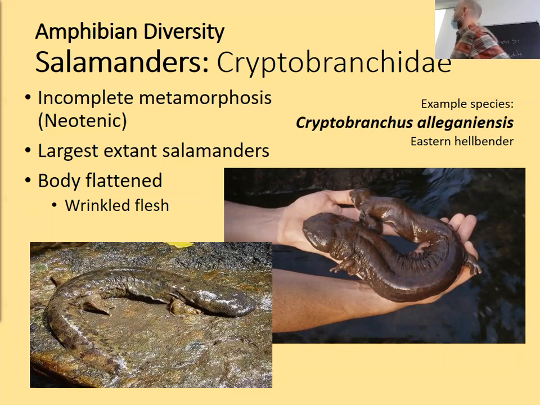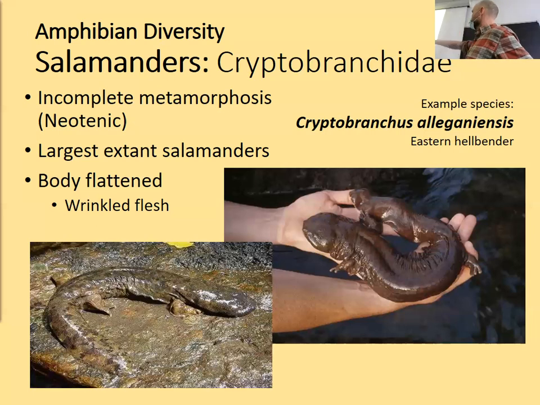This salamander is this family. The Chinese giant salamander I showed you at the beginning of lecture is in the same family. They are found in Ohio. They have this very wrinkled flesh that increases surface area for gas exchange. And they're commonly called here hellbenders. I don't have any idea where that name comes from, but it's awesome.